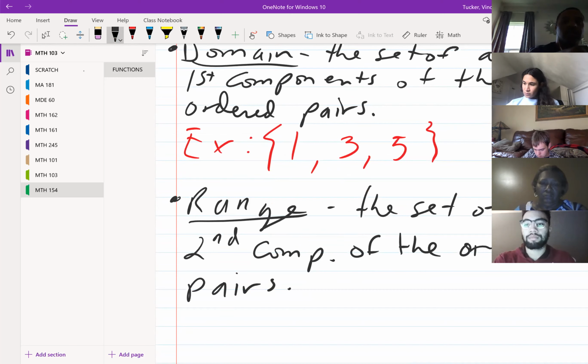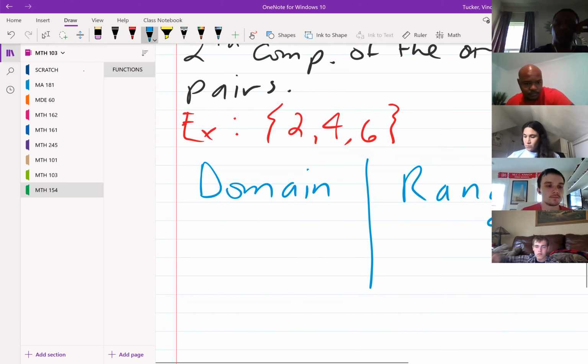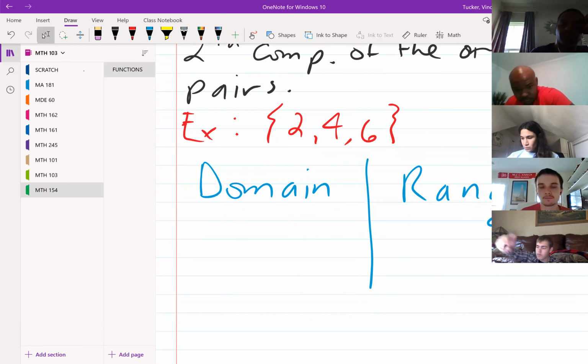All right, just make sure we're clear on the difference between the two, your domain versus your range. If I scroll up too fast and you're still writing or something like that, feel free to let me know. It's not that big a deal. It's your time.